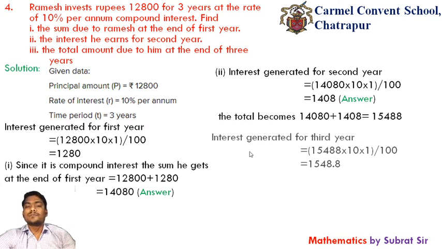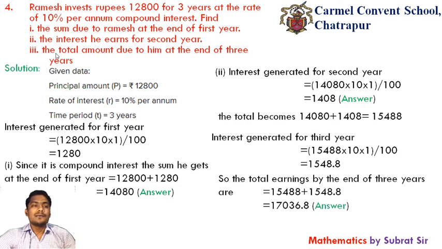So the interest generated for the third year should be PRT by 100. P is this amount of the second year, and we put the formula like this, then we get 1,548 rupees 0.8. Then the third question is the total amount after 3 years. So the total amount after 3 years should be what?